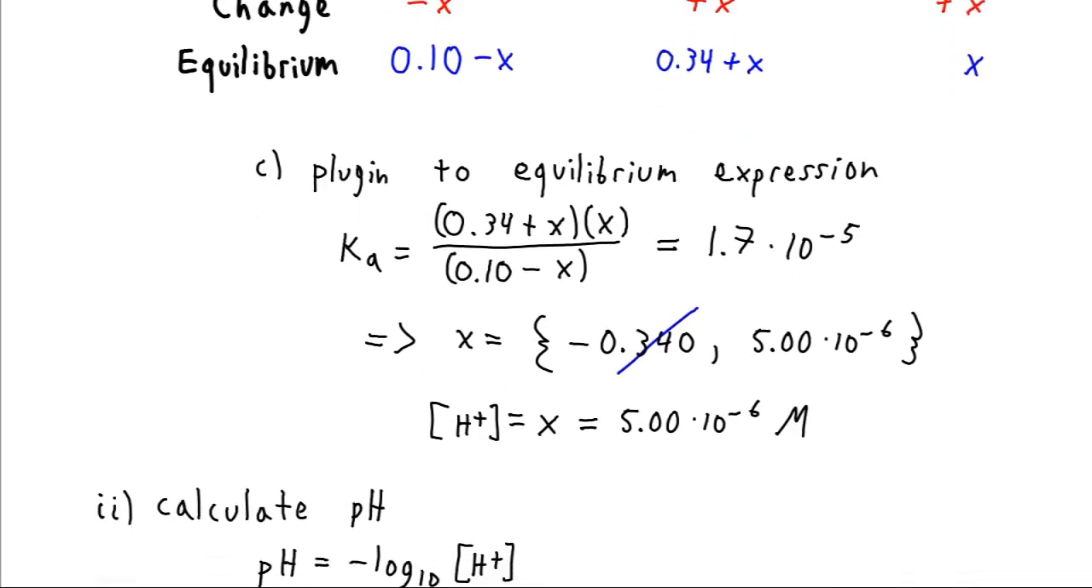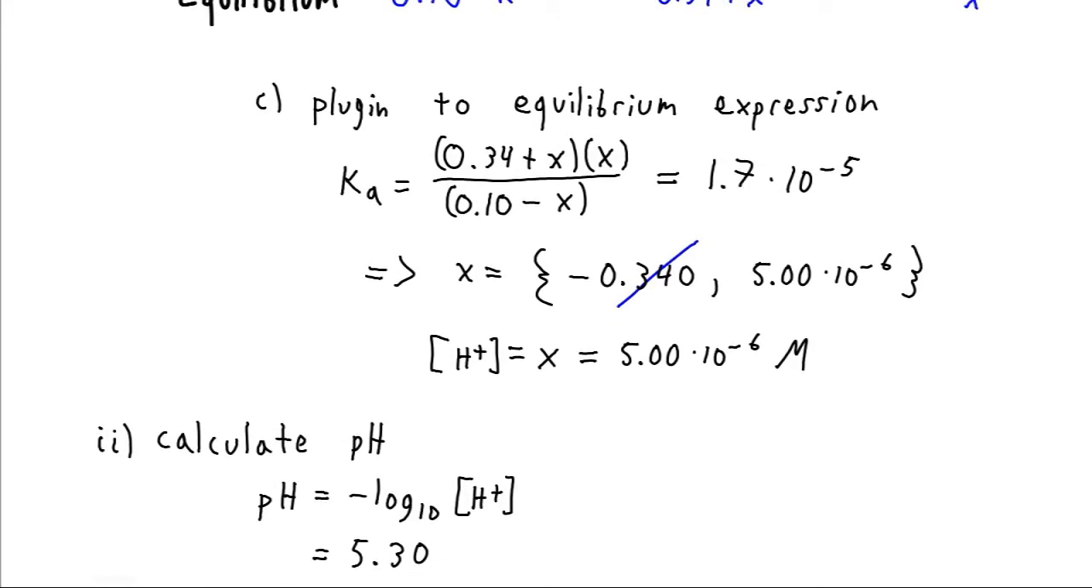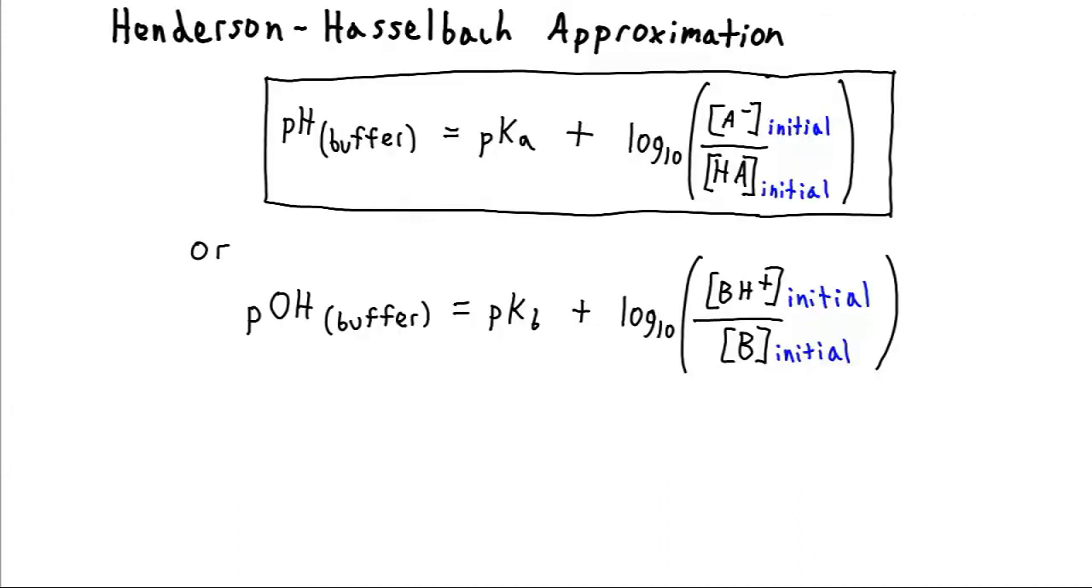Then we just need to convert that to a pH. So take negative log base 10 of 5 times 10 to the minus 6, and you get 5.3 as the pH of our buffered system. We have to do calculations of the previous type quite frequently. So you may be very relieved to hear that there's a simple approximation which reduces all that calculation to about a single line of work, just one equation.